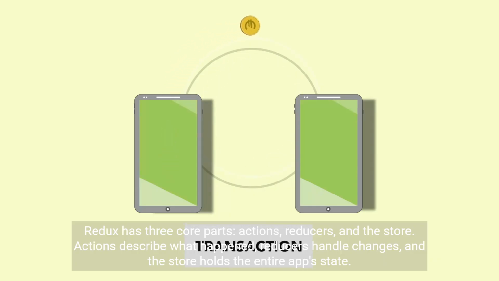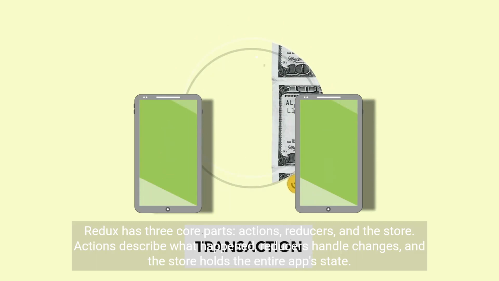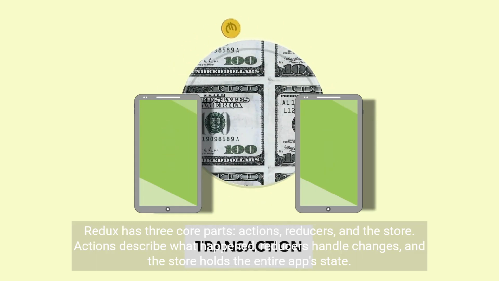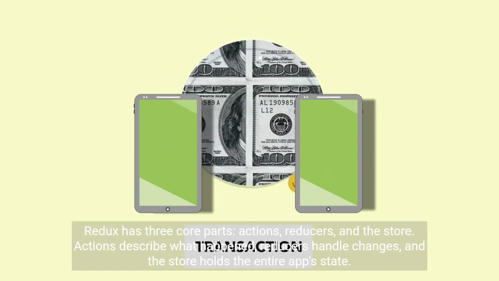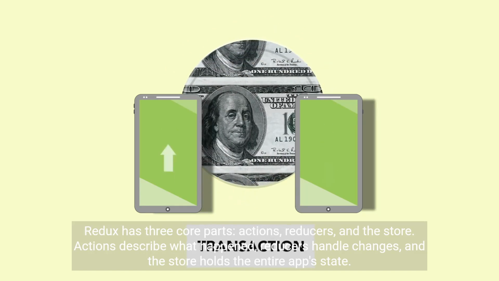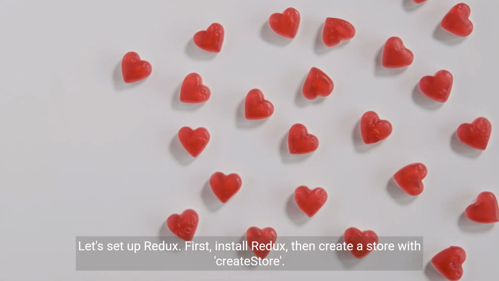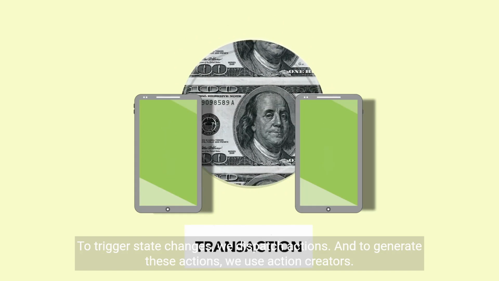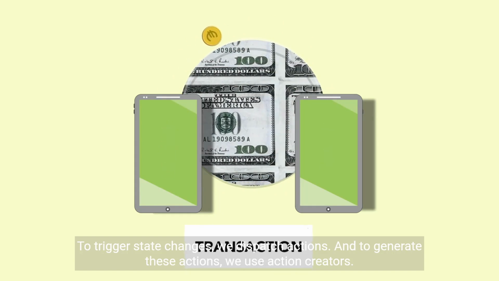Redux has three core parts: actions, reducers, and the store. Actions describe what happened, reducers handle changes, and the store holds the entire app state. Let's set up Redux. First, install Redux, then create a store with createStore. To trigger state changes, we dispatch actions. And to generate these actions, we use action creators.